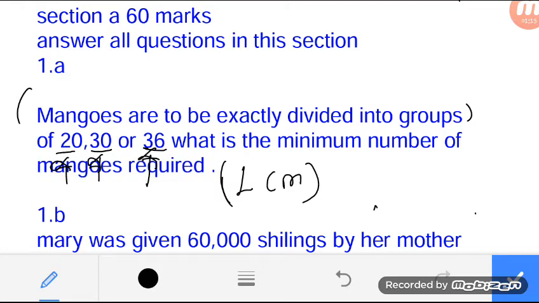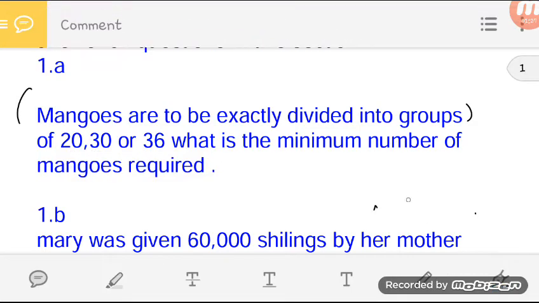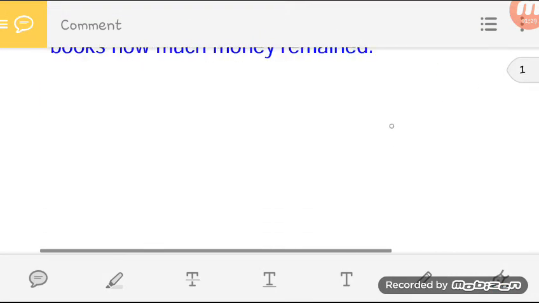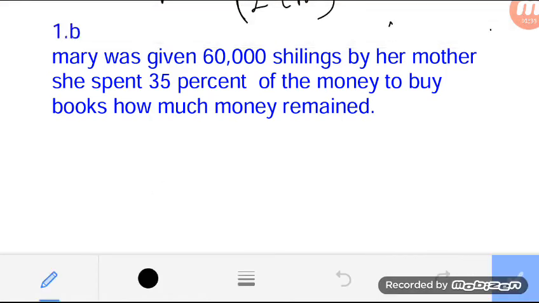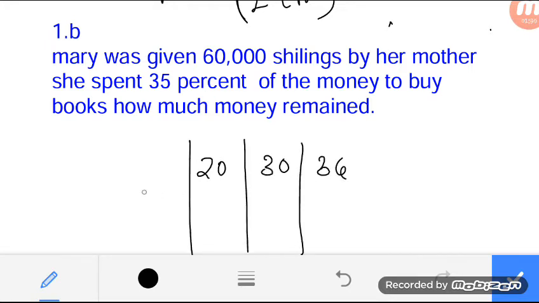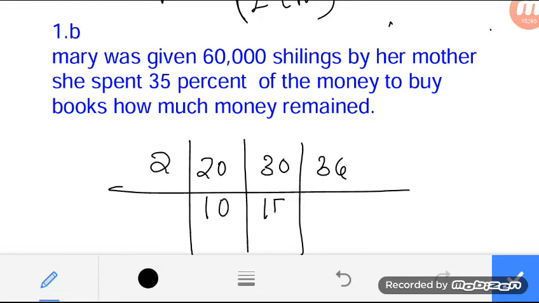I won't explain a lot here, but we start by finding the lowest common multiple, and I will show you why we are required to find the common multiple. So to do this question, here is what you have to do. We have the groups of 20, 30, and 36. To find the lowest common multiple, you start by dividing by 2. Here you get 10, here you get 15, here you get 18.